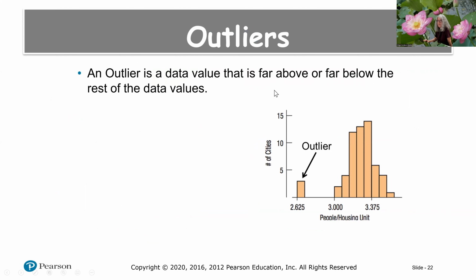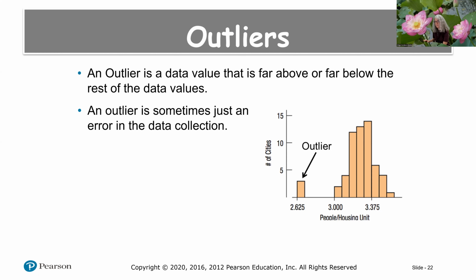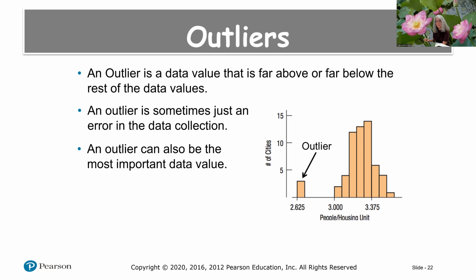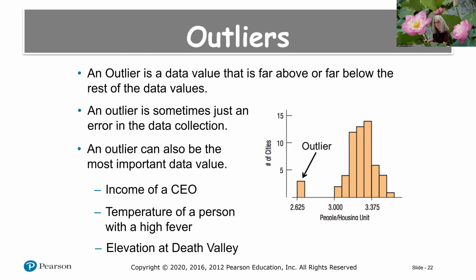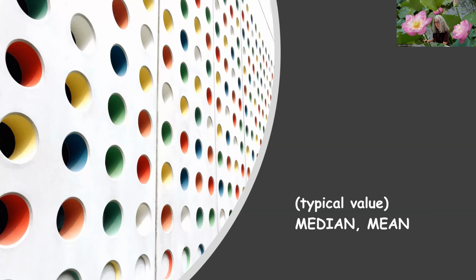An outlier is a data value that is far above or far below the rest of the data values. So we will point them out. We don't discard outliers. We just try to explain them. An outlier is sometimes just an error in the data collection, or whoever recorded the data made a mistake. An outlier can also be the most important data value. We want to understand what happened. Income of a CEO, temperature of a person with high fever, elevation of Death Valley. These can all have outliers.